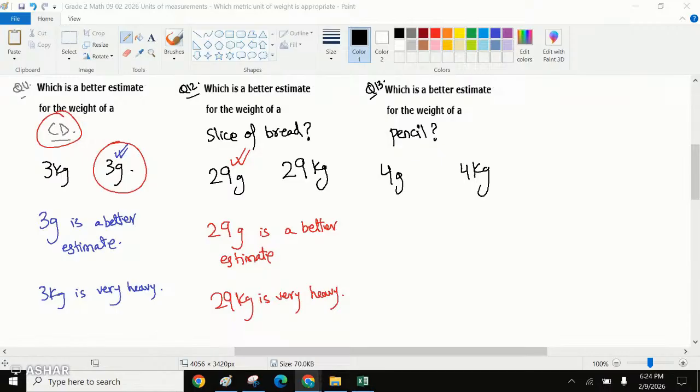Because the pencil cannot, if 1 kilogram was the weight of a watermelon, right? We took that example. Then a pencil cannot weigh more than 4 watermelons, right? We're just taking a rough estimate. A pencil has to be lighter in weight so that you may lift and you may write. Agreed? So we say, thank you for the answer. 4 gram is a better estimate, while 4 kilogram is too heavy.